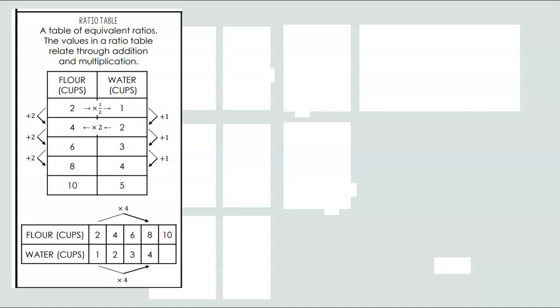Now we're missing the water again, so we look from 2 to 10. The relationship there is times 5, so 1 times 5 gives us the missing value of 5.